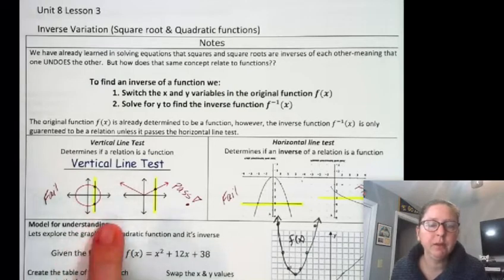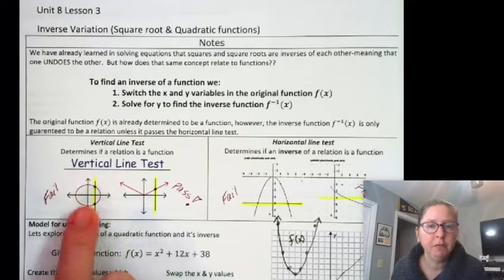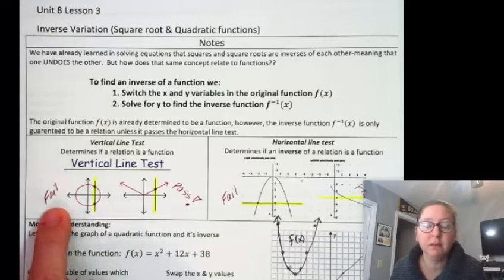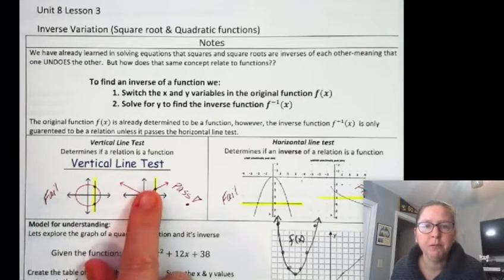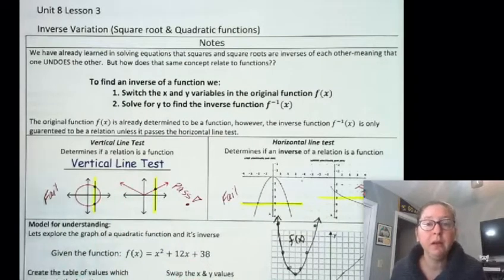In Math 1, you did learn about the vertical line test. The vertical line test determines for us if a relation is a function by drawing a vertical line, and if it crosses through the function more than once, it fails the test and it's not a function. But if it just passes through that function one time, then it does pass, and so we have a function.